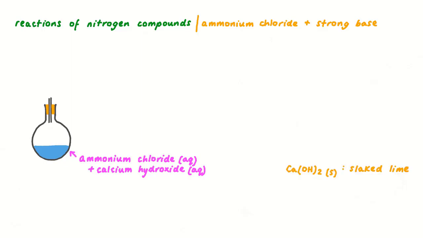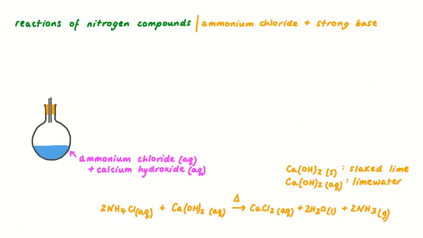Calcium hydroxide in solid form is called slaked lime, and aqueous calcium hydroxide is called lime water, and is used to test for the presence of carbon dioxide. This reaction produces calcium chloride, water, and ammonia. Ammonia is soluble, but as the vessel is heated, it escapes as a gas. Water vapor will also escape.